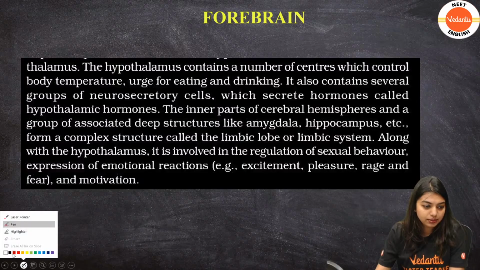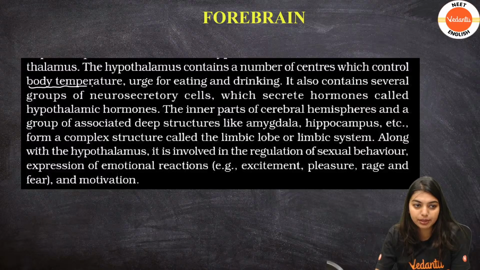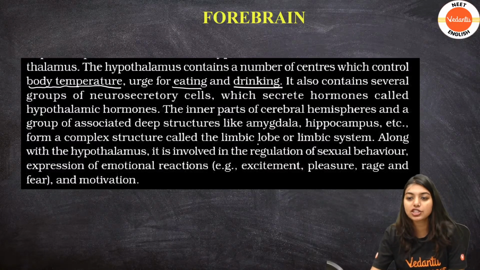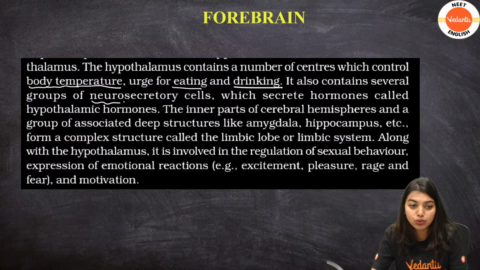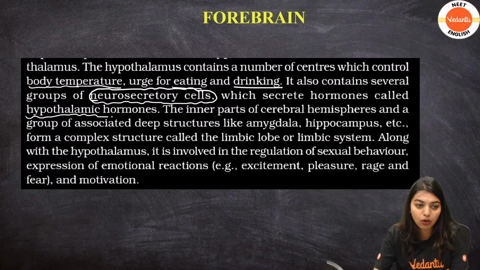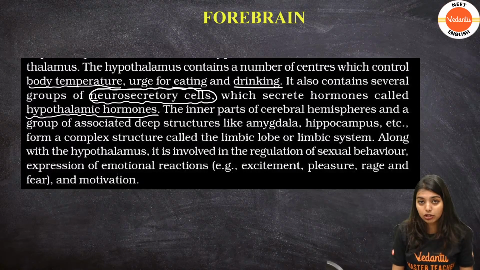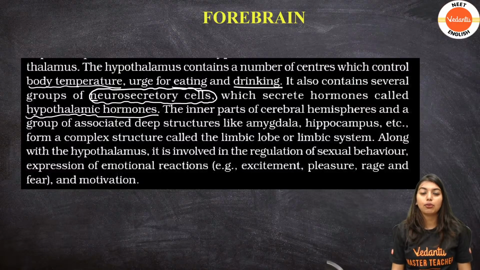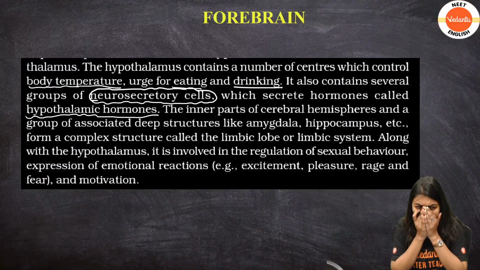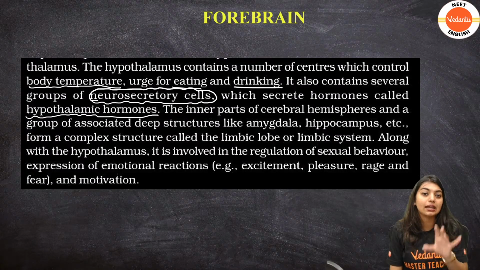Now let's look here, students. The hypothalamus contains centers which control body temperature. That is what I told, homeostasis, and the urge of eating and drinking. This is for your osmoregulation. It also contains several groups of neurosecretory cells, very important, which secrete hormones called hypothalamic hormones. Many hormones are there in our body, which you would have studied in the chemical coordination chapter, which control many kinds of functions. These functions will be taken care of by your hypothalamus.